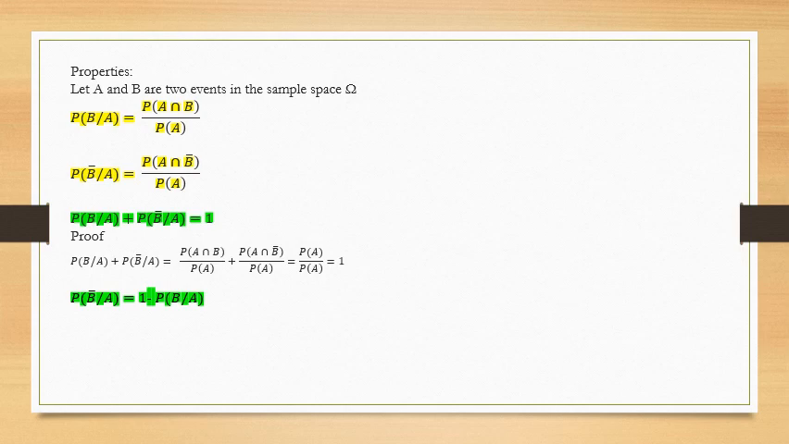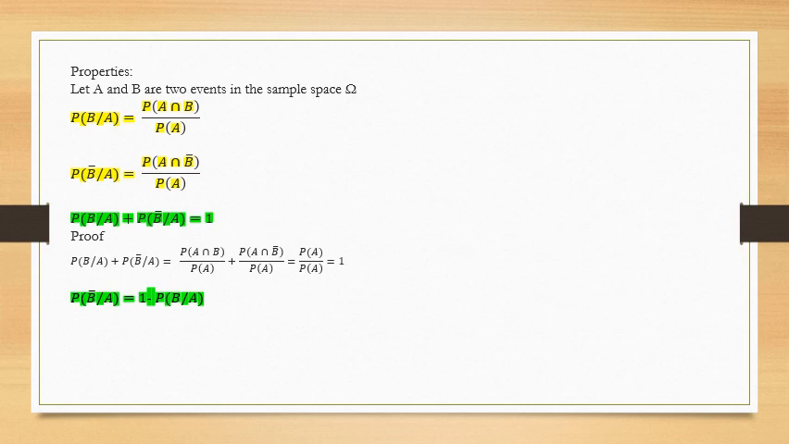And here is the proof. Probability of B knowing that A plus probability of B bar knowing that A is equal to the sum of the ratios probability of A intersection B over probability of A plus probability of A intersection B bar over probability of A. From the previous figure, we can add the numerators to have probability of A intersection B plus probability of A intersection B bar, which is probability of A, divided by the common denominator probability of A, which is equal to 1.